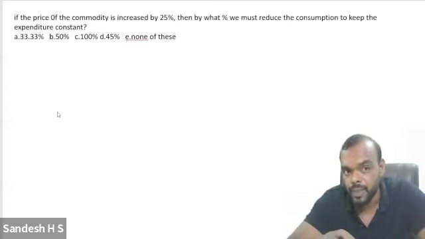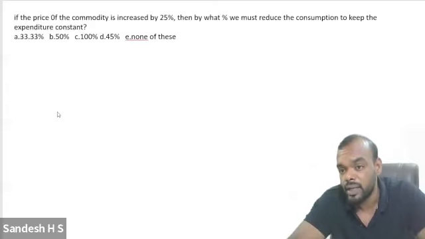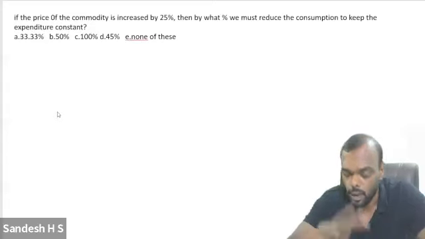What does it say? Don't write anything, people, just try the questions I'm giving you. Whenever I ask you to try it, that's all. The entire notes will be provided to you, don't worry about it. If the price of the commodity is increased by 25%, then by what percent must we reduce the consumption to keep the expenditure constant? Okay.